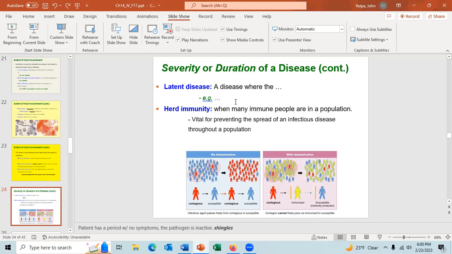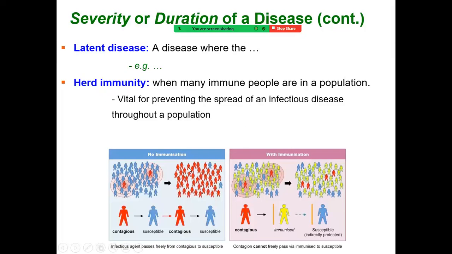All right. Herd immunity is when many people in a population are immune to the disease. And herd immunity is vital for preventing the spread of an infectious disease throughout a population. Let me blow this up. If there's no immunity in the population, and then somebody, the red individual, becomes sick with the disease, the disease can spread to nearby people who are around the contagious individual. And then most of the population will come down with the disease because there is no immunity.